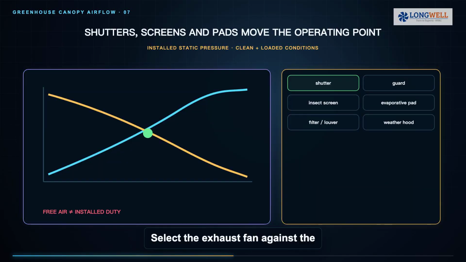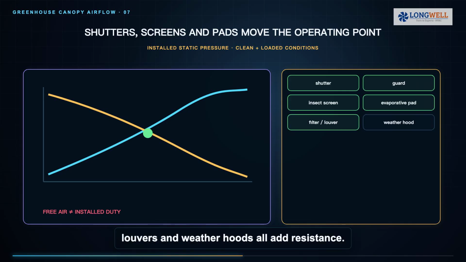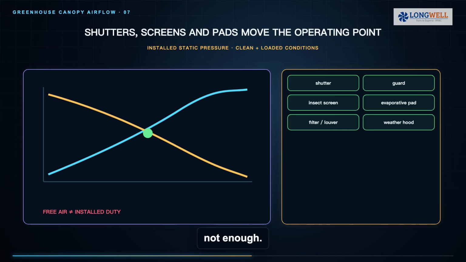Select the exhaust fan against the installed pressure path. Shutters, guards, insect screens, evaporative pads, filters, louvers and weather hoods all add resistance. A free air number or fan diameter is not enough. Compare tested airflow, pressure, electrical input, sound, speed range and efficiency at the expected clean and loaded conditions, then reserve access for cleaning and replacement.